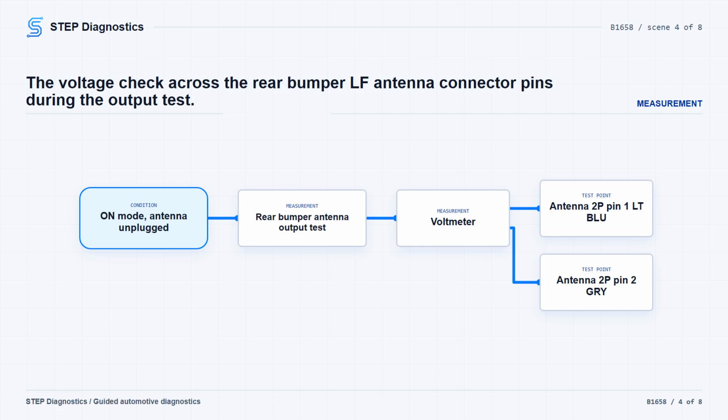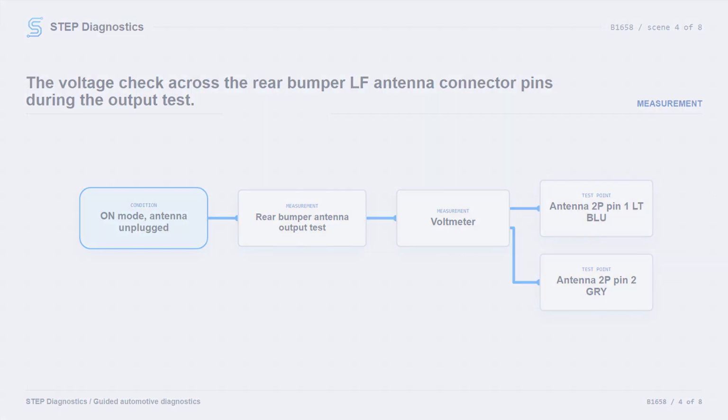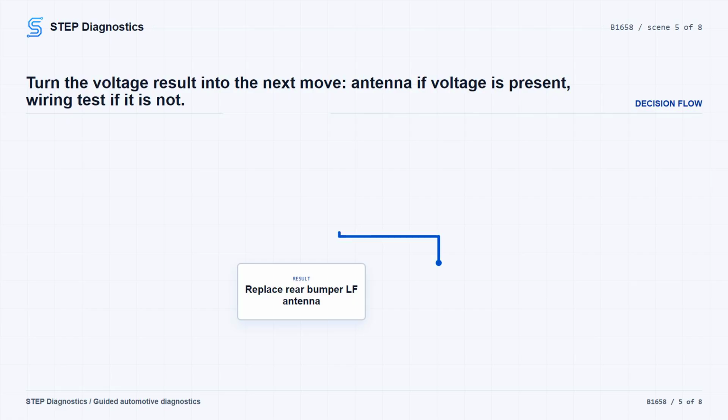In the HDS, select keyless access control, enter functional tests, and connect the voltmeter between rear bumper LF antenna 2P connector No. 1, the LT-BLU wire, and No. 2, the GRY wire. Then run the trunk, tailgate, rear bumper antenna LDC output test.